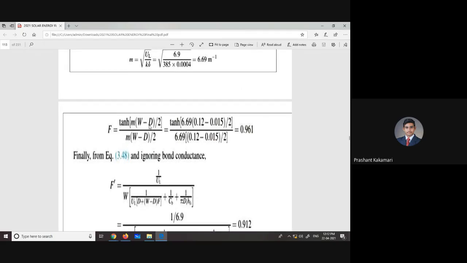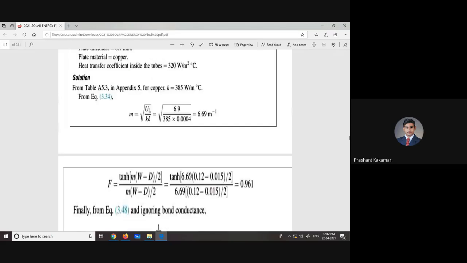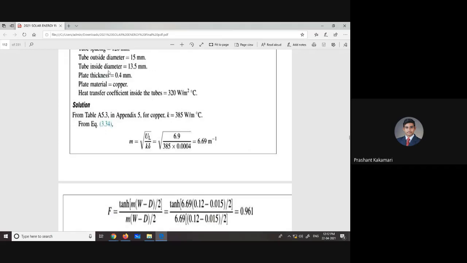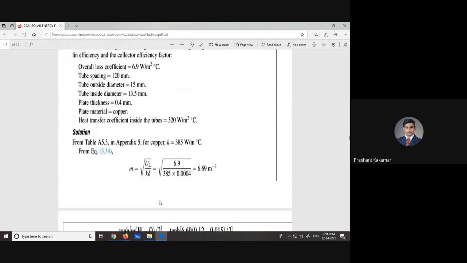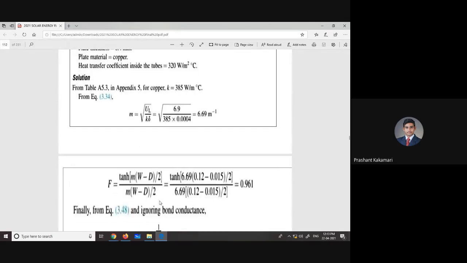D is either you can consider D0 or Di, and many books have taken the outside diameter itself. See here, the outside diameter is 15, neglecting the thickness of the tube. But in reality, or the actual applications, we cannot neglect the thickness of tubes. But in formulas, they have neglected this.